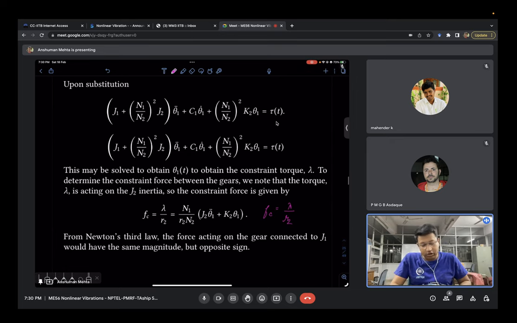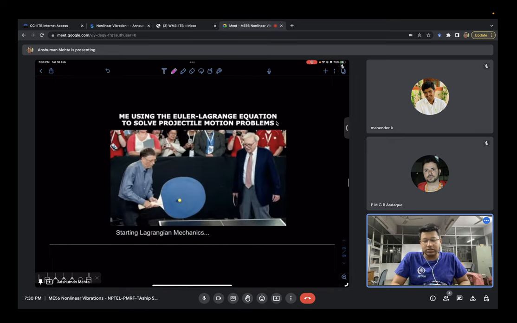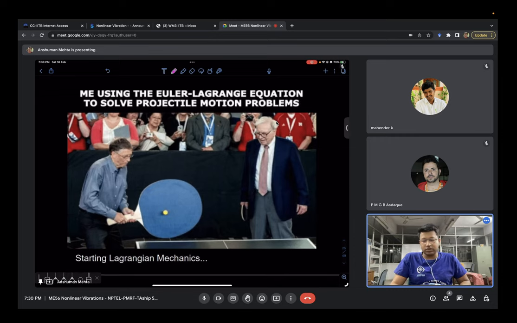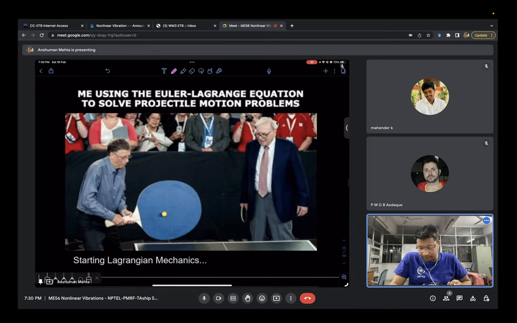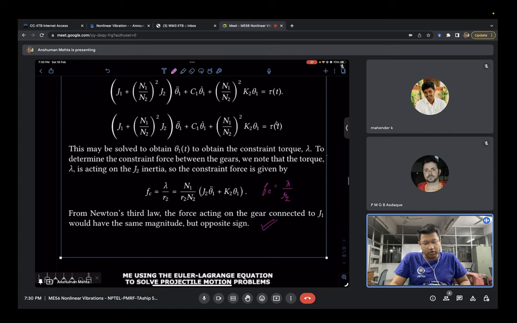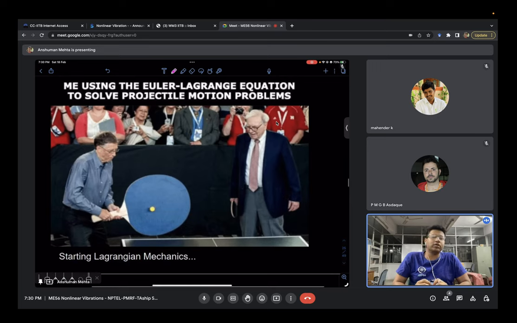And from Newton's third law also, we can see the force acting on the gear connected to J1 would have the same magnitude but opposite sign. So this you can try. But the question arises, when to use the Euler-Lagrange equation or when to use the simple equation of motion? So I think the simple explanation is this meme, in which if you are trying to solve the problem using high-tech scientific techniques, which can be solved using very simple things, then don't do that, please. Okay, it will be like this situation.